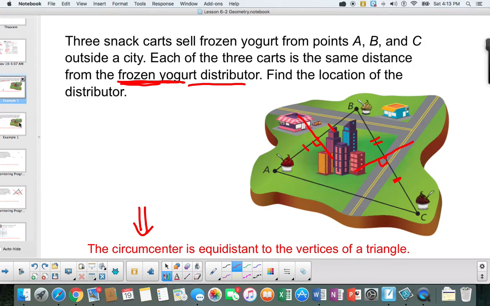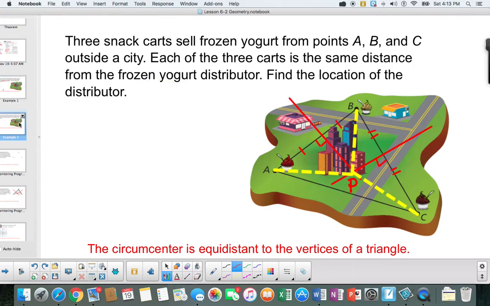Now let me show you on the next diagram where I've drawn it a lot better. So you can see I've drawn the perpendicular bisectors. They meet at point P, and now the circumcenter theorem says that from P to this vertex, P to this vertex, and P to this vertex, all of these distances are going to be the same. And that's what the circumcenter theorem states.